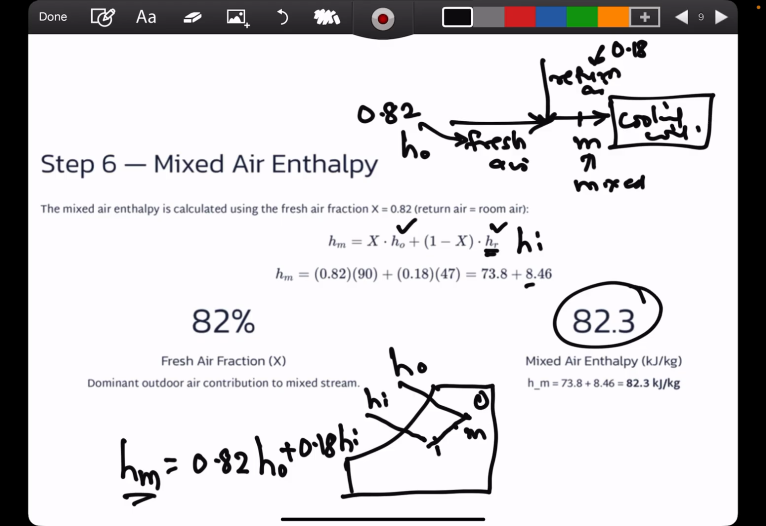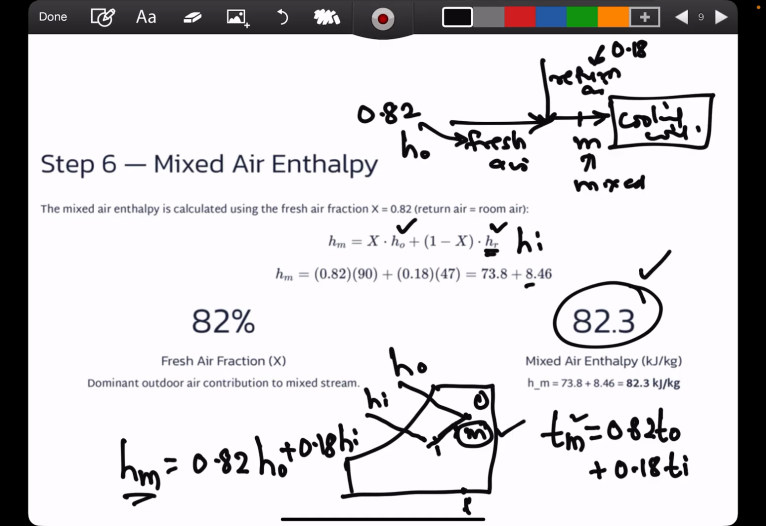Okay, so once you get this enthalpy, you can locate the point M. Or what you can do is estimate the temperature of the mixture like this. Temperature of mixture is equal to 0.82 times temperature of outside air plus 0.18 times temperature of room air, inside air. Okay, this will also give you the temperature and the point M on the psychrometric chart. So if you read the temperature Tm, you can join this line and get the point M on the psychrometric chart. So this is how you find the mixed air enthalpy.